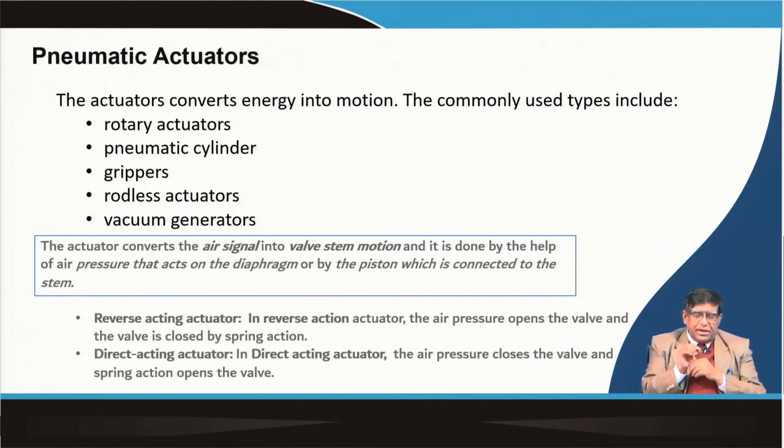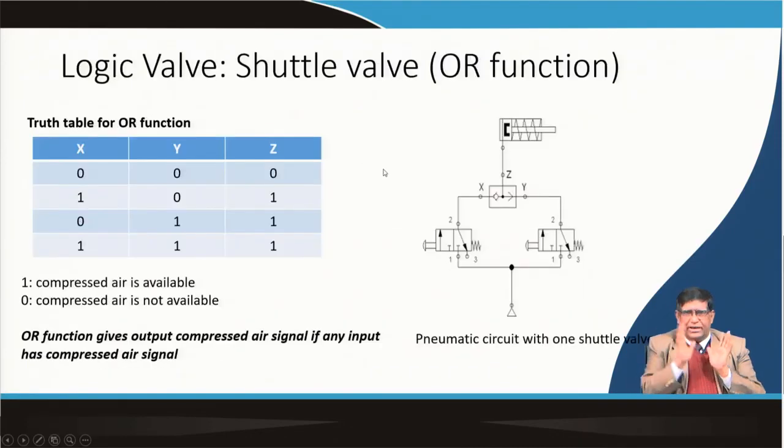So, exactly, there will be either direct acting or reverse acting. If the air pressure closes the valve and spring action opens the valve, then it is called direct acting. And if the air pressure opens the valve and the closing is done by the spring, then it is called a reverse acting actuator. These two types of actuators are used in a pneumatic circuit.